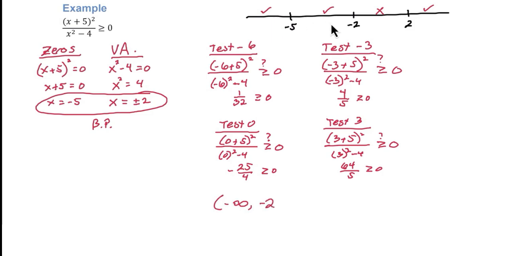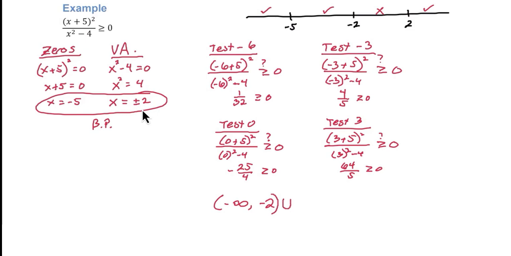Now we have to ask, can we include the negative 2? Again, we have equality, but negative 2 is not a 0. It's not an x-intercept. It's a vertical asymptote. So we can't include it. Even though we have equality, we cannot include the negative 2 because it's an asymptote. So we will use a parenthesis here, not a bracket.